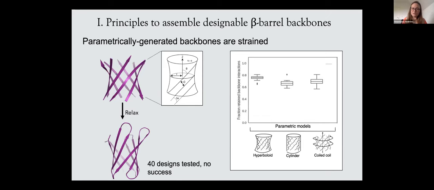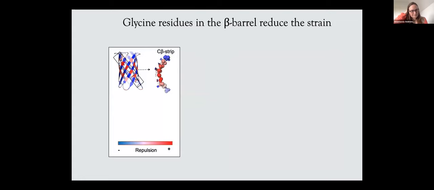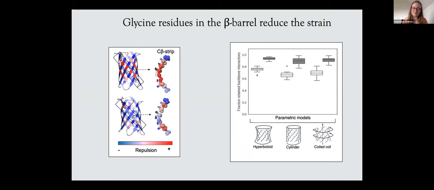So we sought to characterize the strain further. This time we relaxed the backbones, but with constraints to maintain the hydrogen bonds, and we looked at positions where strain would build up. We found signs of clashes and repulsion energy building up between side chains pointing to the core of the beta barrel along the hydrogen bonds. So we reasoned that we could relieve this strain by removing one side chain. This is what we did. We replaced one of these residues with a glycine, and we showed that we could now build backbones with reduced strain that would maintain the required hydrogen bonds after relaxation.